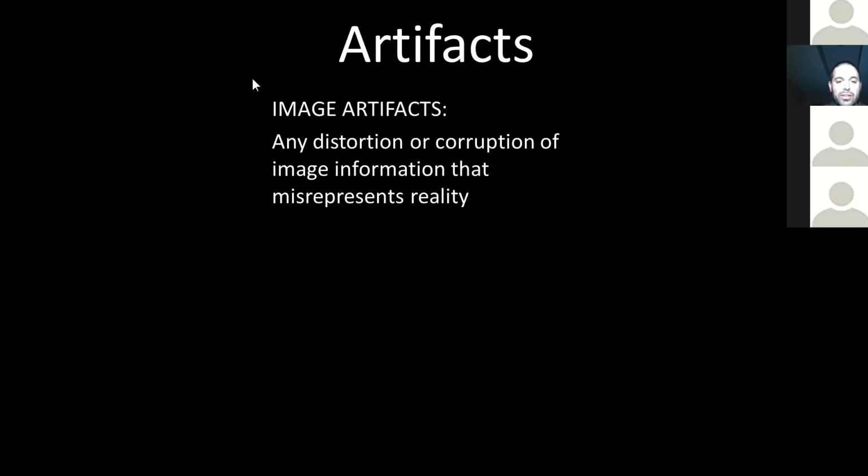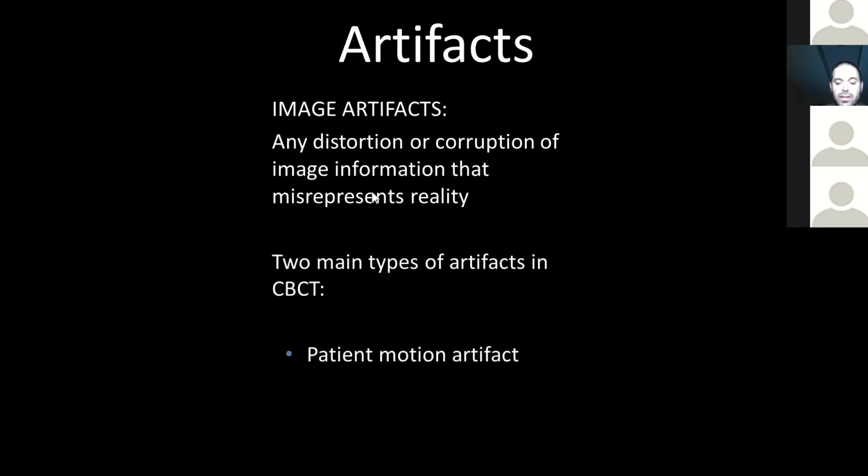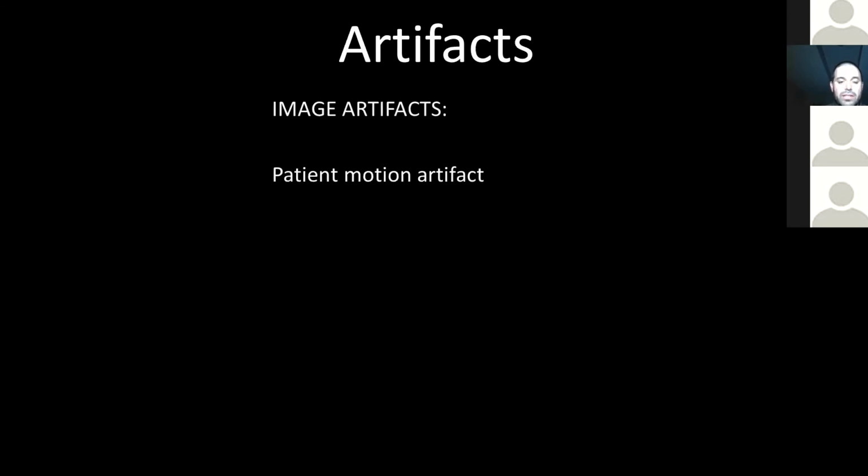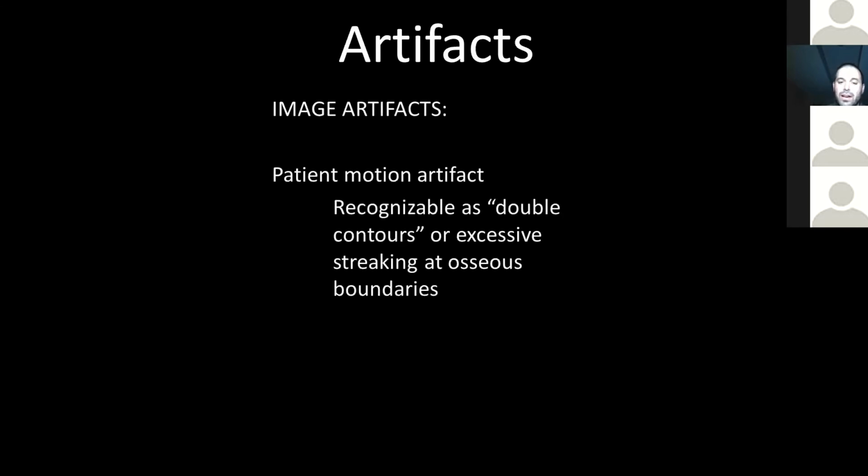Okay. So in terms of cone beam CT, there's really two main ones that we need to recognize: patient motion artifact and something called metal streak artifact. So I'll define each one of these and then show you some pictures. Let's talk about patient motion artifact first. What you're going to see is a double contour or excessive streaking at osseous or tooth boundaries, so hard tissue boundaries.